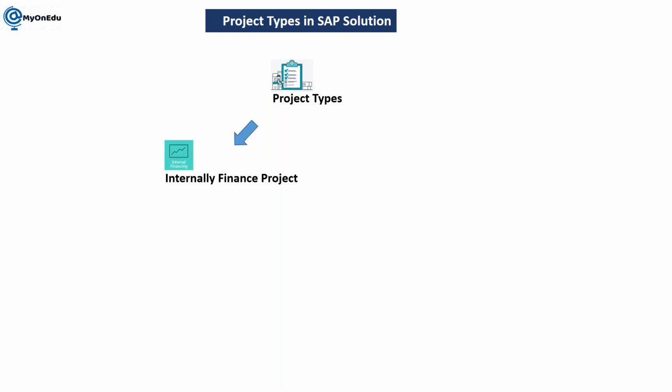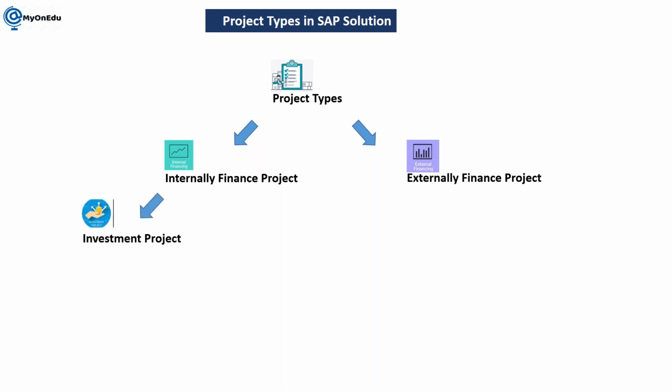When we are going to understand the project, we need to understand that we have two different types of project. First is internally financed, where the project will be financed internally by the organization, and then externally financed, where the project will be financed by the customer, any external party. Internally financed projects we can further divide into investment projects and overhead cost projects.